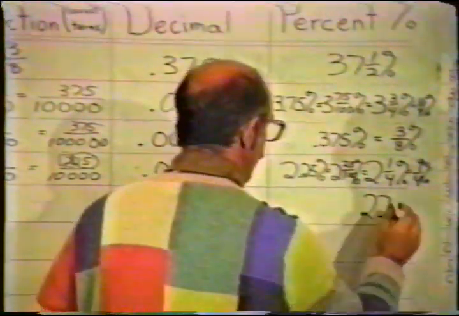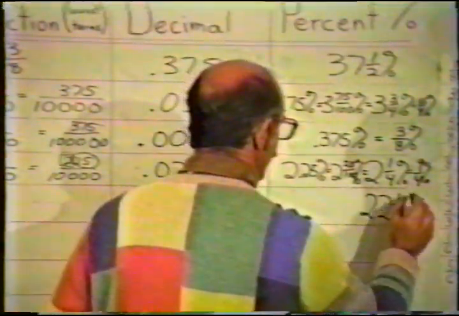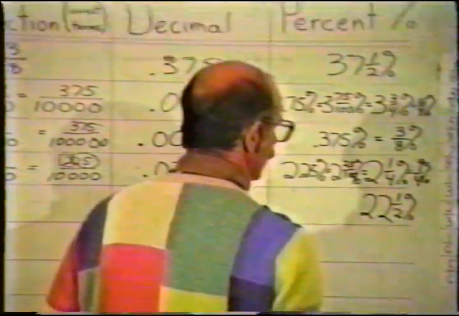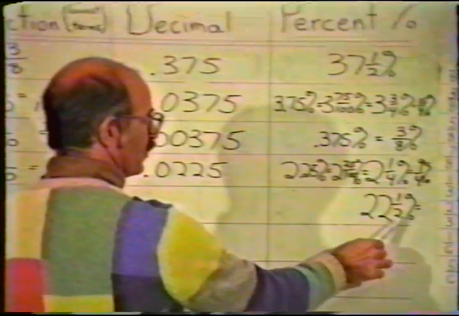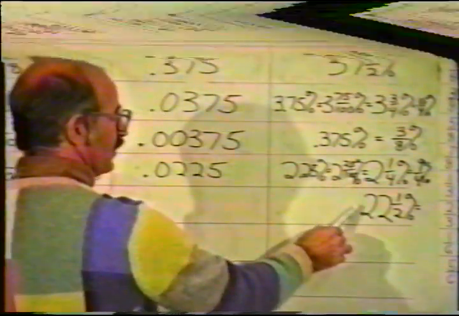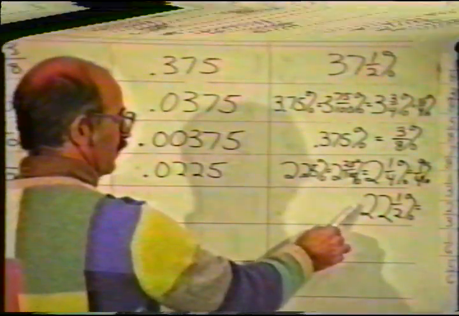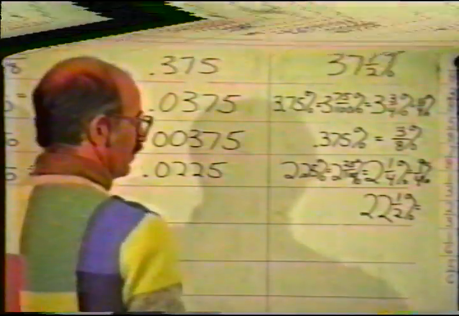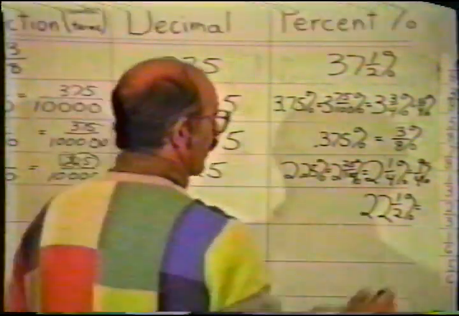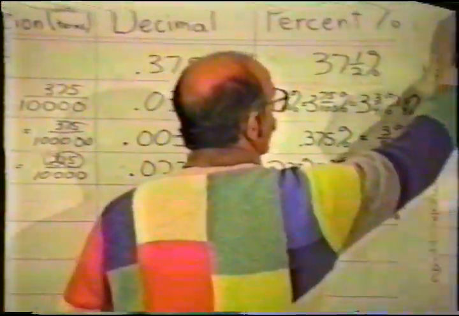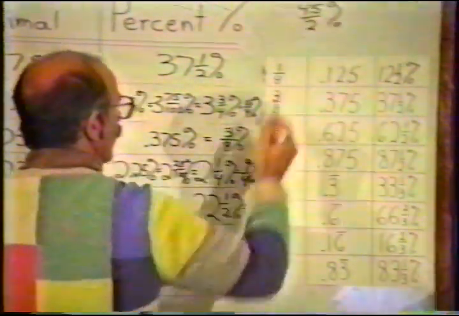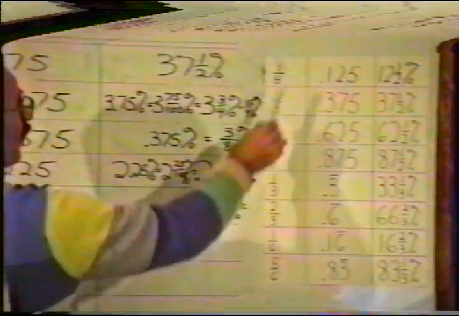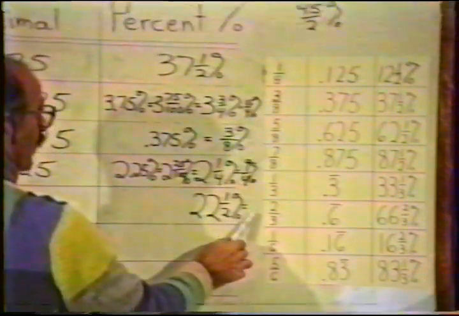The next one is 22 1/2%. Let's try that same trick. What is 2 times 22? 44. Plus 1. 45. That's 45 over 2, 45/2%. I'll write it up here because I don't have any room.